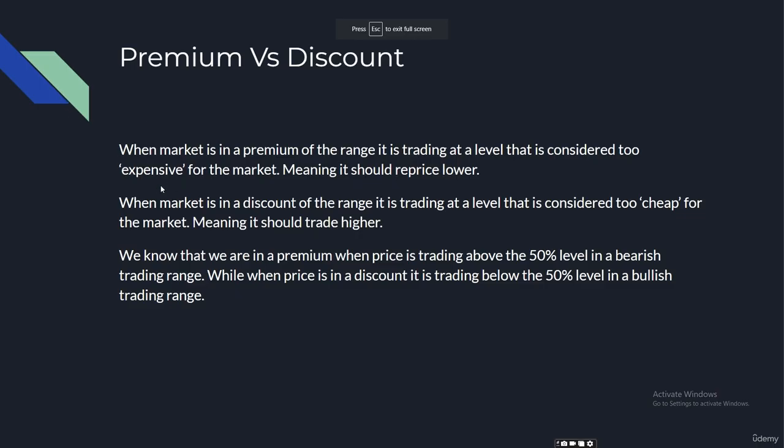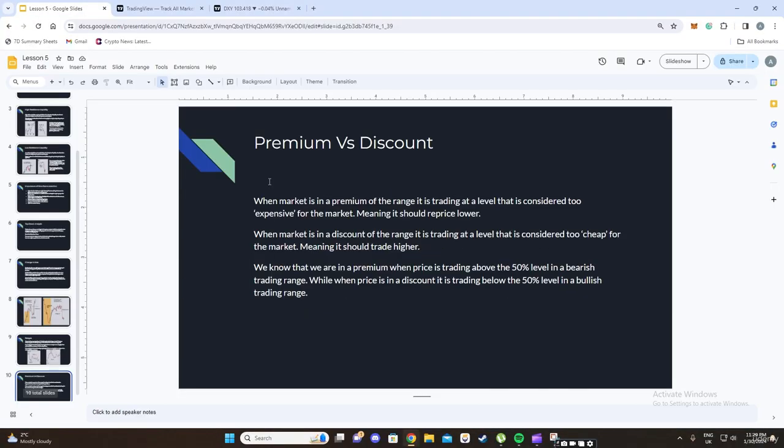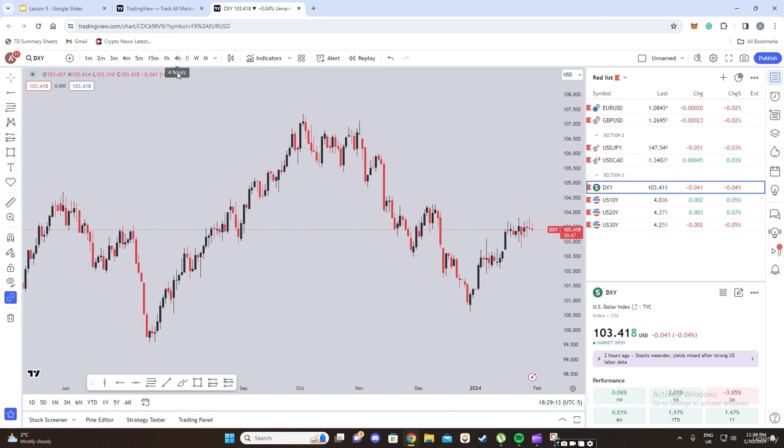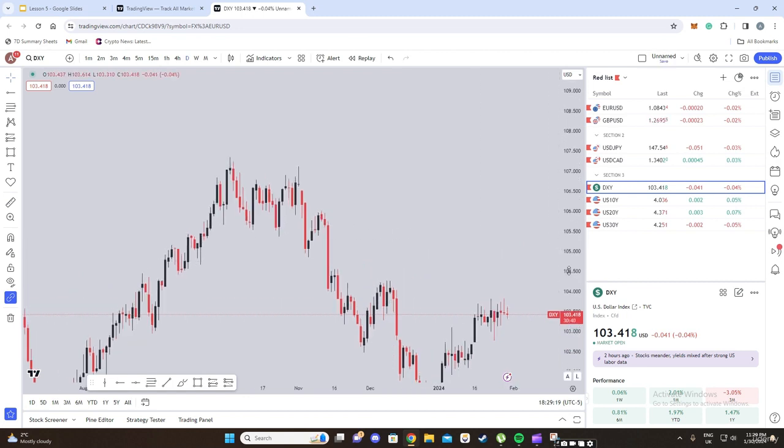Okay, 1 second. So we'll know that we're in a premium when price is trading above the 50% level in a bearish trading range, while when price is in a discount, it's trading below the 50% level in a bullish trading range. So let's go on the charts and let me explain to you guys what the bullish shift in market structure and what the bearish shift in market structure is, and explaining the ranges at the same time.